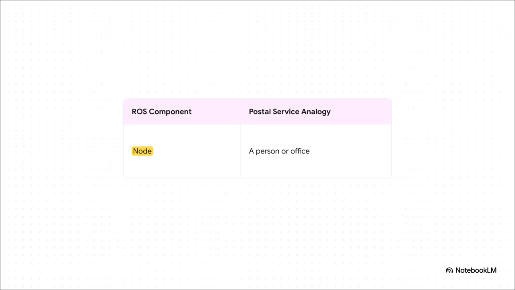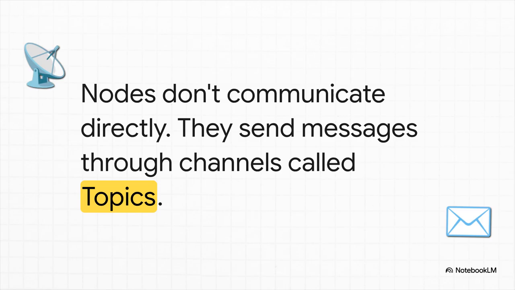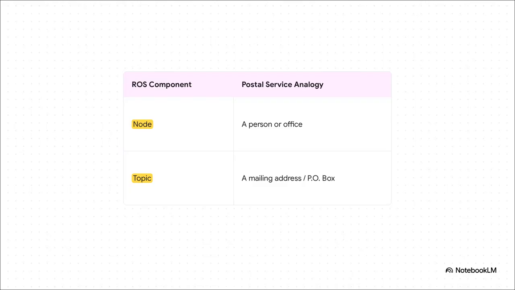Pretty straightforward. But wait, how do these nodes actually send messages back and forth? They can't just shout into the digital void and hope for the best. Nope. They communicate using specific channels, and in ROS, these channels are called topics. And boom, we're back to our analogy. If a node is the person or the office, then a topic is their specific mailing address, like a PO box. So when one node wants to send out, say, information from the camera, it sends that message to the camera_data topic. Any other node that cares about camera data knows exactly which address to check for new mail.